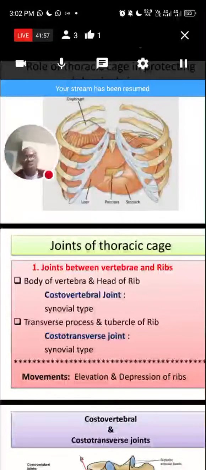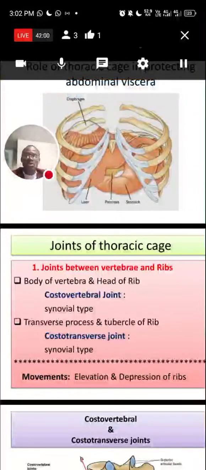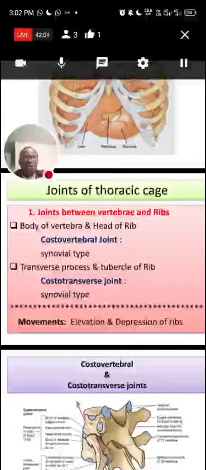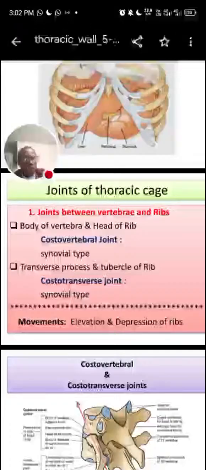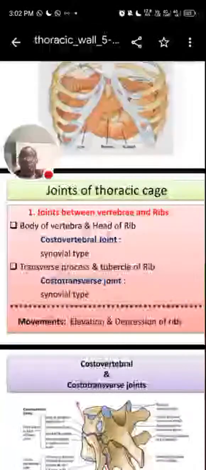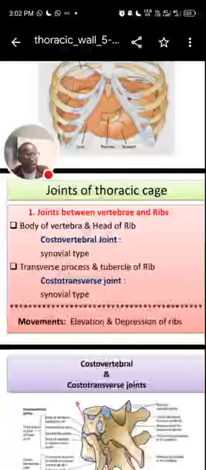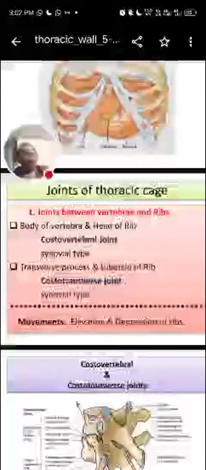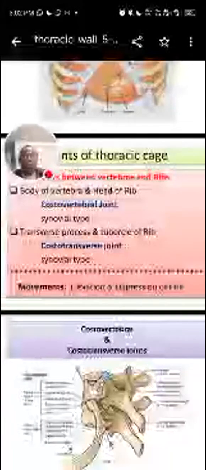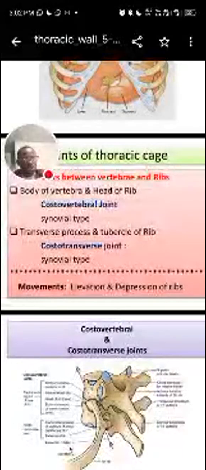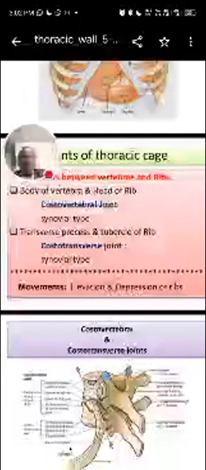All right, now we're looking at the joints of the thorax. So we are studying them now. Costovertebral joint. Okay, the next one is the costotransverse joint. Costotransverse joint. Okay, the next one we find is the chondral joint. Remember, this was the joint of the thoracic cage. Okay, so that's what we are still looking at.